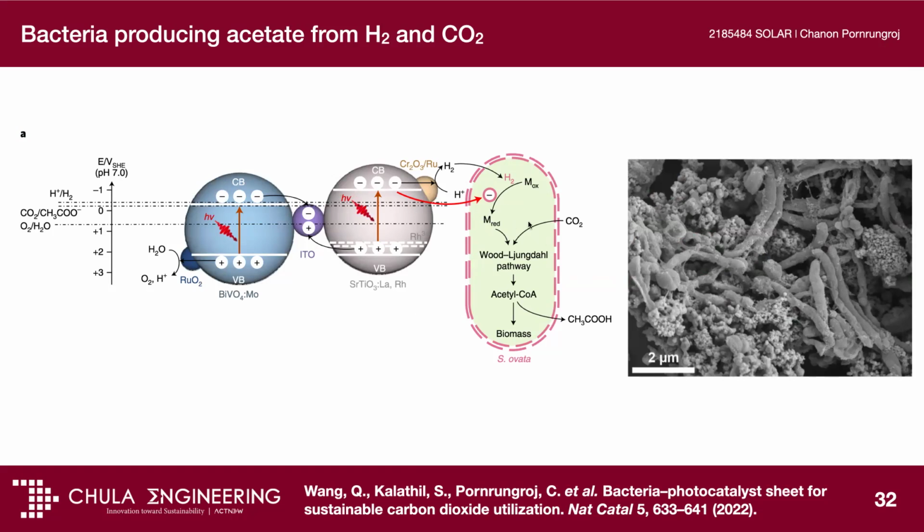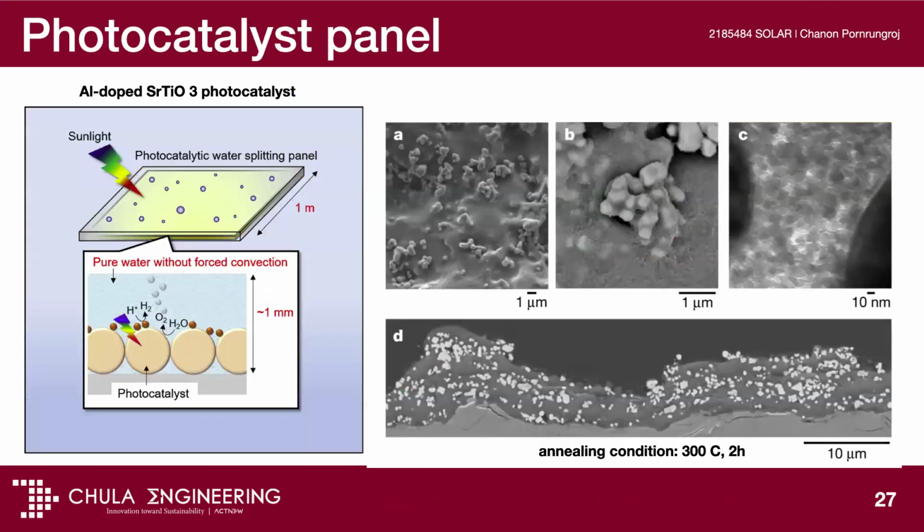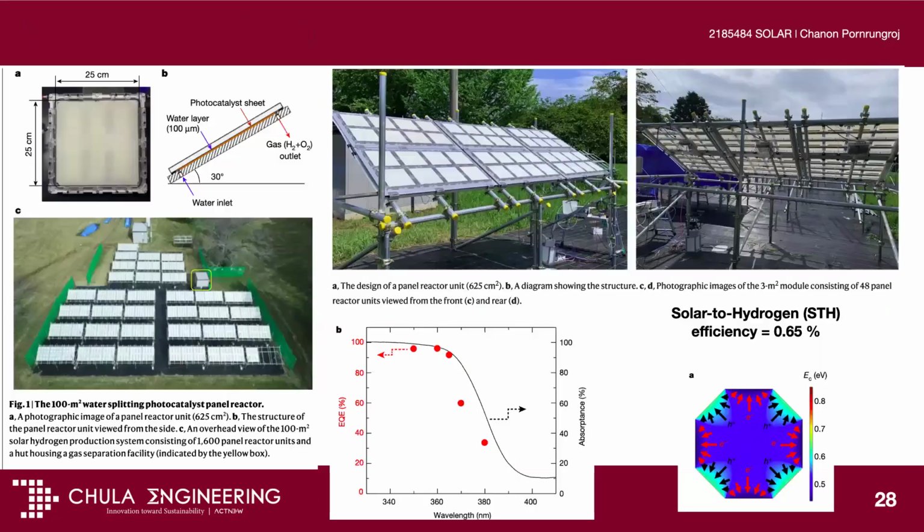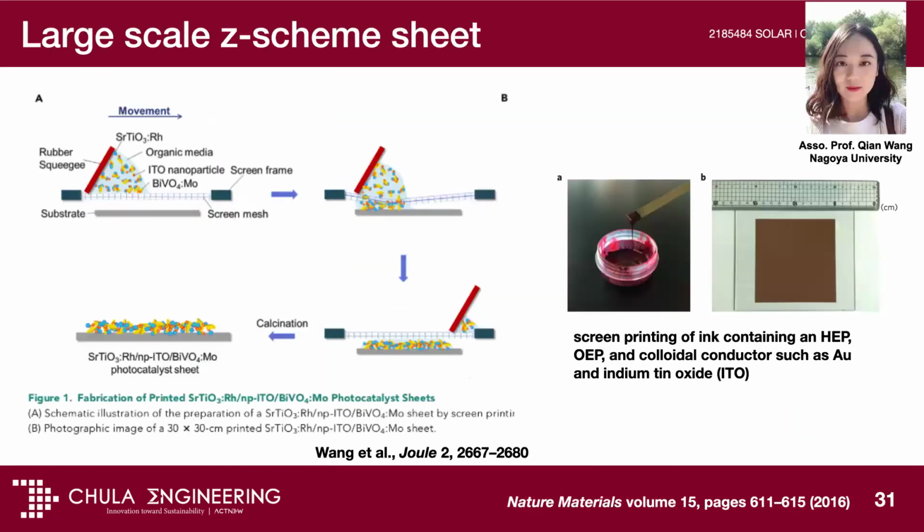Bacteria, what does bacteria do? Bacteria normally eat formate. Is this formate or acetate? One second. Acetic acid, yeah. Normally this kind of bacteria eats acetic acid.